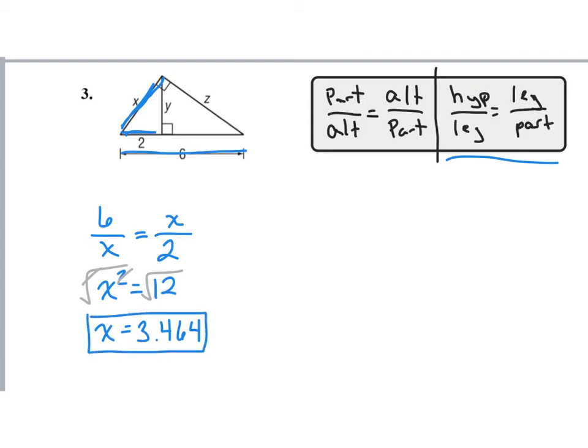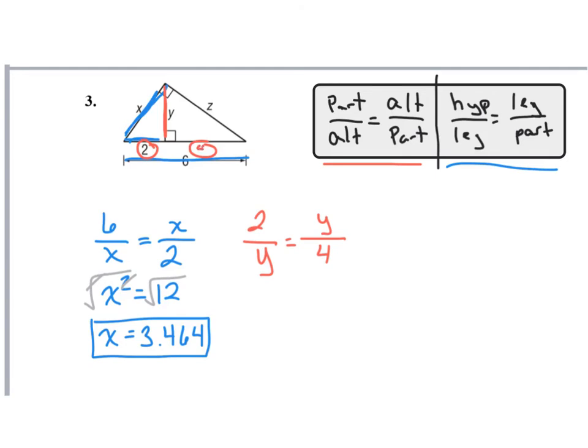Okay, and then let's look at y. Y is an altitude, so that's going to be this first formula. Y, the altitude, is the geometric mean between the two parts of my hypotenuse. One of them is 2, the other one, well, if the whole length is 6 and I've used 2, that leaves me with 4 for that one there. Okay, so then I cross multiply: y times y equals 2 times 4, square root, and y equals 2.828.